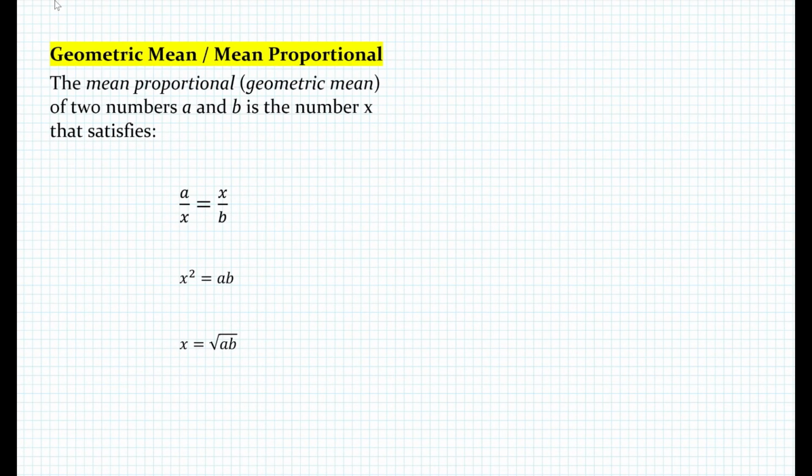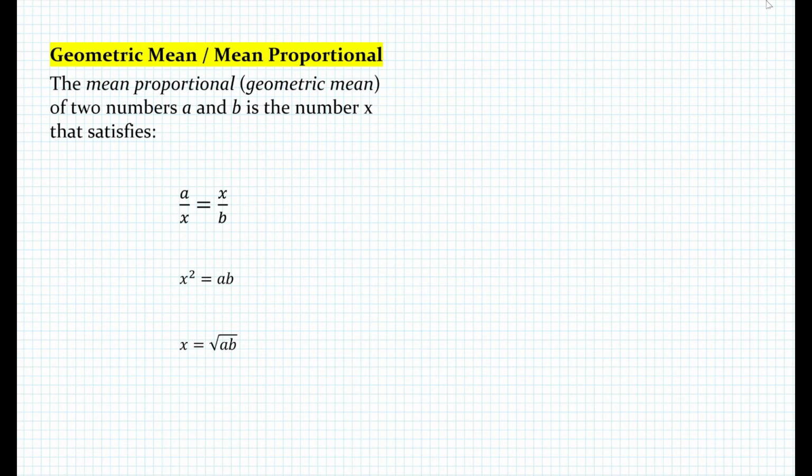The mean proportional, or the geometric mean, of two numbers a and b is the number x that satisfies a over x equals x over b. Then we can simply write that x squared is equal to a times b, because the product of the means is equal to the product of the extremes, and then we can simply take the principal square root of a times b. So that is defined as a geometric mean and has many applications in geometry.